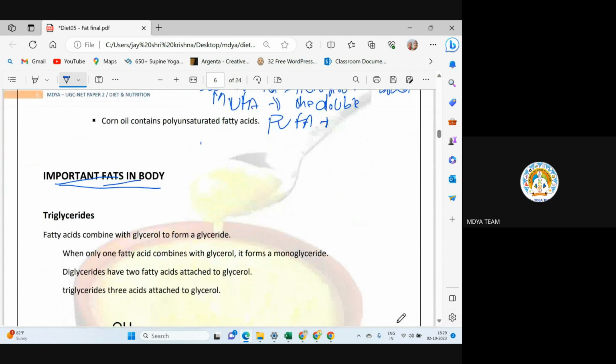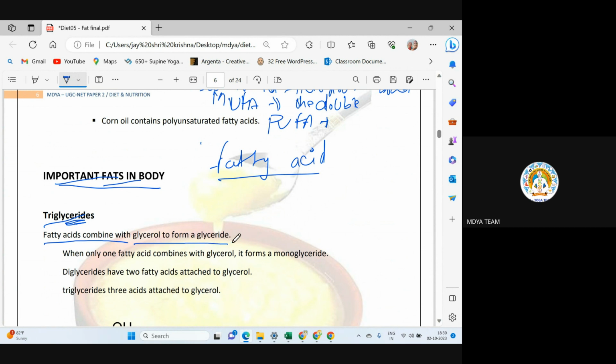Okay, so till now we were discussing fatty acid. Now we will discuss fats. Fat is a derivative of fatty acid. So the first important fat in our body is present in the form of triglyceride. As I told you, fatty acid combines with another molecule to form fats. Triglyceride is a type of fat in which fatty acid combines with glycerol.